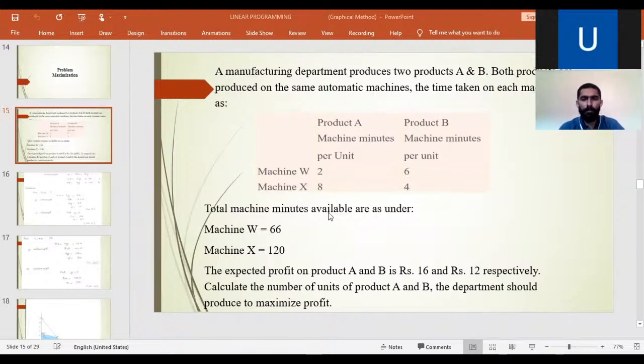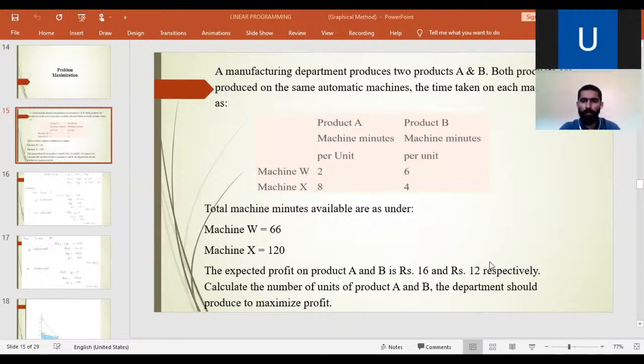Time or minutes available for machine W is equal to 66 minutes and machine X is equal to 140 minutes. Expected profit on products A and B is rupees 16 and 12 respectively. Calculate the number of units of products A and B the department should produce to maximize the profit. Here we have to calculate the total number of products A and B that the department will produce to maximize the process.